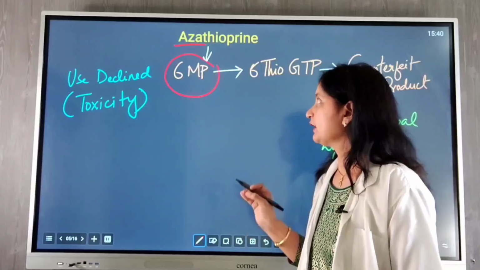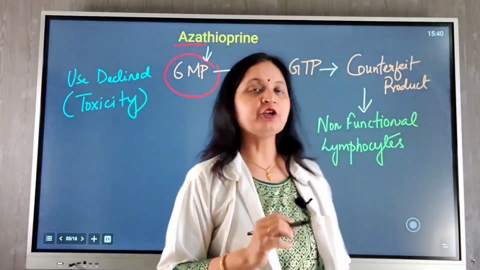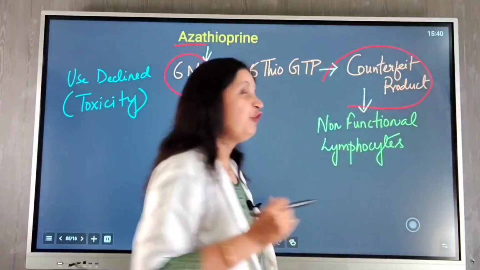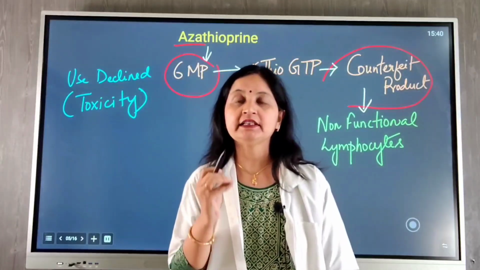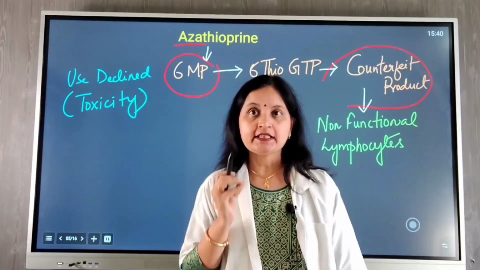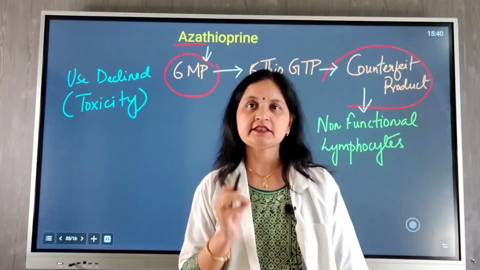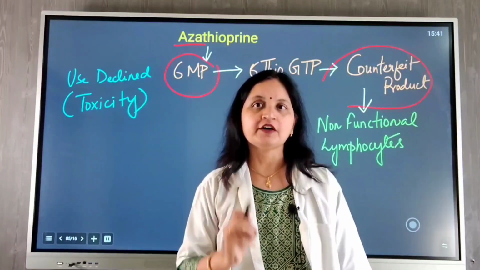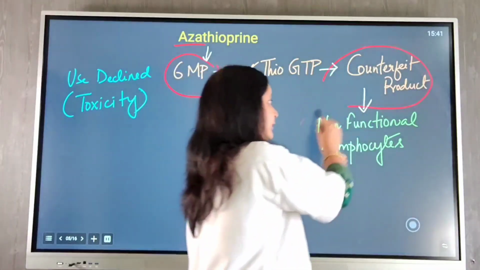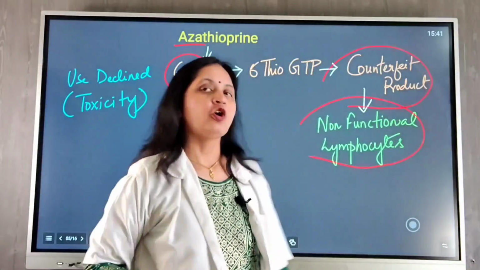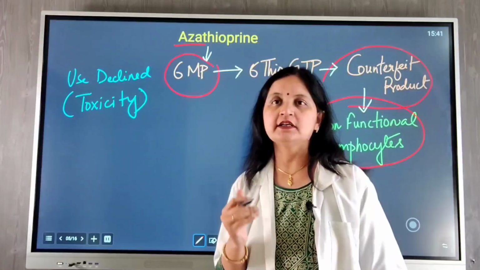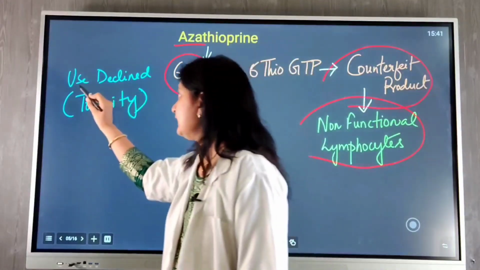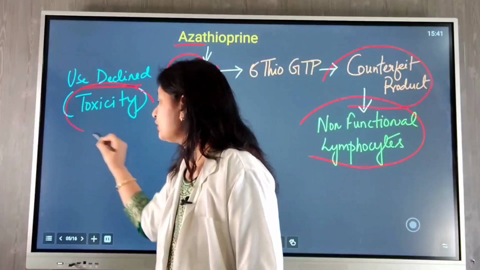metabolite. Now 6-mercaptopurine forms 6-thio-GTP, which forms a counterfeit product and falsely gets incorporated in the DNA of the lymphocyte, and this inhibits the DNA synthesis, the RNA synthesis, and the lymphocyte becomes non-functional. So this helps in the suppression of the lymphocyte and controls the autoimmune process. However, the use has declined because of high toxicity.